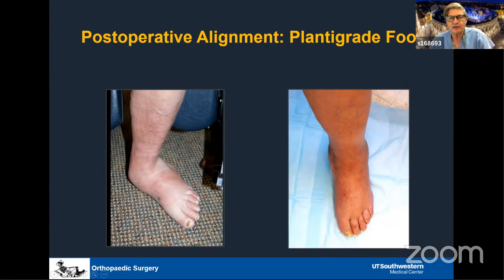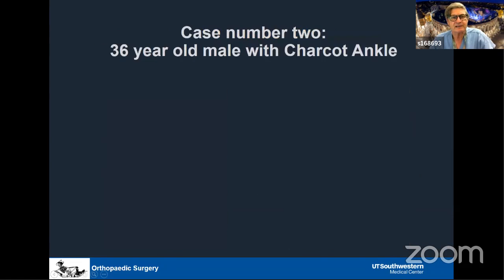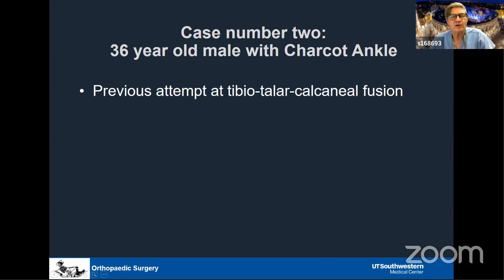Now he has a plantigrade foot. And this is something that he's going to be able to ambulate with and try and help his cardiovascular status. Case number 2 is a young person with a Charcot ankle.